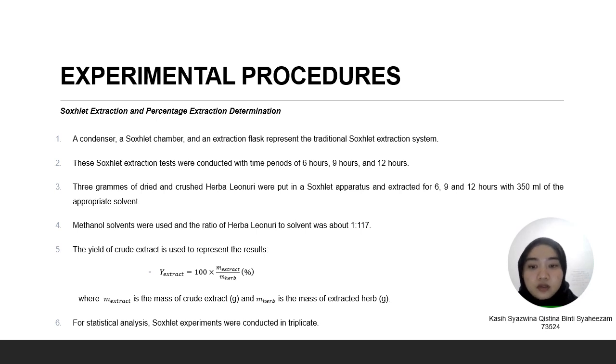Methanol solvent was used and the ratio of herbal Leonurus to solvent was about 1/117. The yield of crude extract is used to represent the results. And then the Soxhlet experiment was conducted in triplicate for statistical analysis.